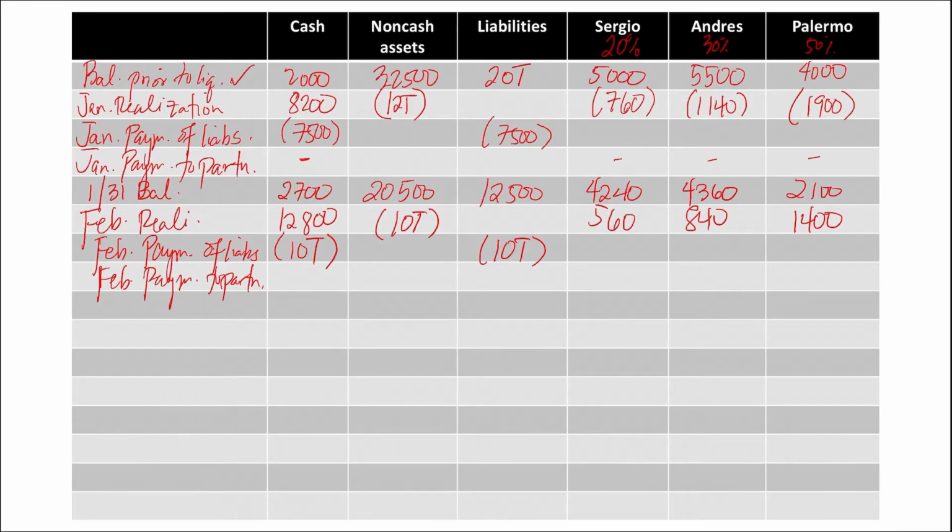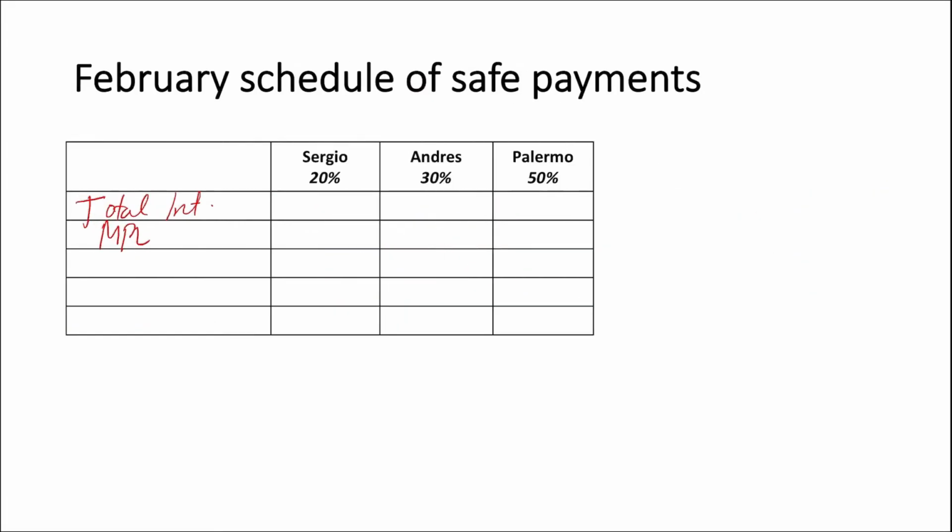Si Andres, 4,360 plus 840, 5,200. Si Palermo, 2,100 plus 1,400, 3,500. Alright? Ayos? Next, yung non-cash assets, magkano na lang natitira? 20,500 minus 10,000, 10,500. Para hindi tayo pabalik-balik. Okay? Sige. Total interest. Sergio, 4,800. Andres, 5,200. Palermo, 3,500.